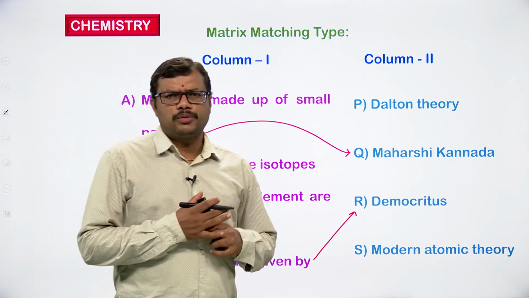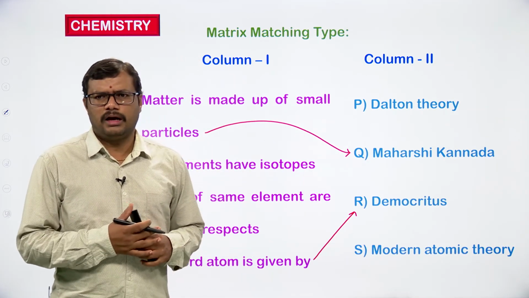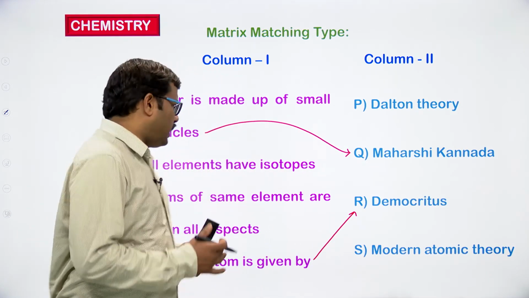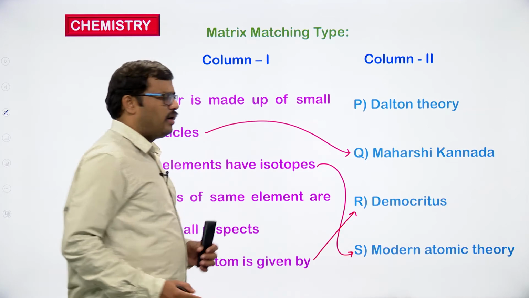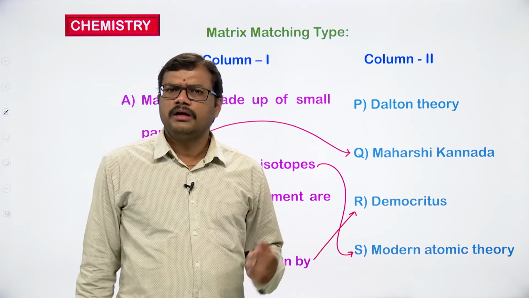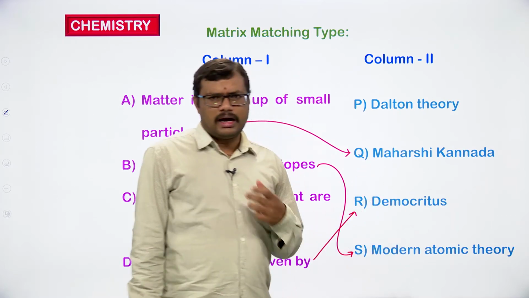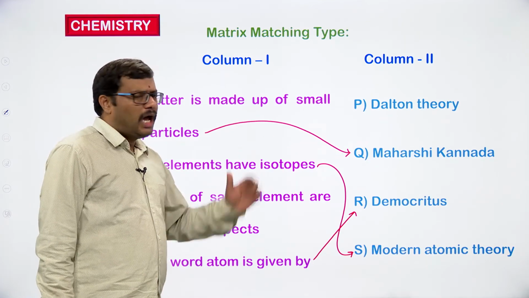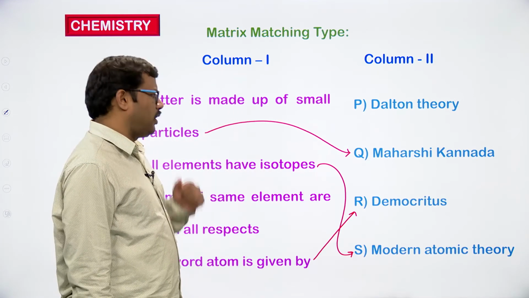And all elements have isotopes. The isotope concept was not there in the case of Indian philosophers, Greek philosophers, or John Dalton's atomic theory. There is no mention of isotopes. So the existence of isotopes for the elements is the concept of modern atomic theory, the atomic theory we use now. According to the modern atomic theory, all elements will have isotopes.